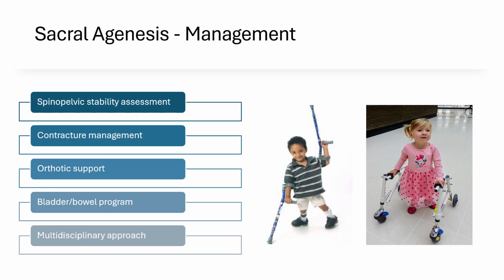Bladder and bowel programs address the neurological deficits that commonly accompany sacral agenesis, helping children achieve continence and maintain health. The multidisciplinary approach recognizes that optimal outcomes require coordination between orthopedic surgery, urology, neurosurgery, physical therapy, and other specialists who can address the various aspects of this complex condition.